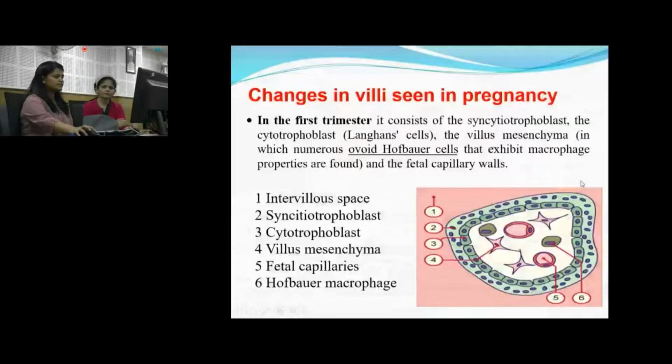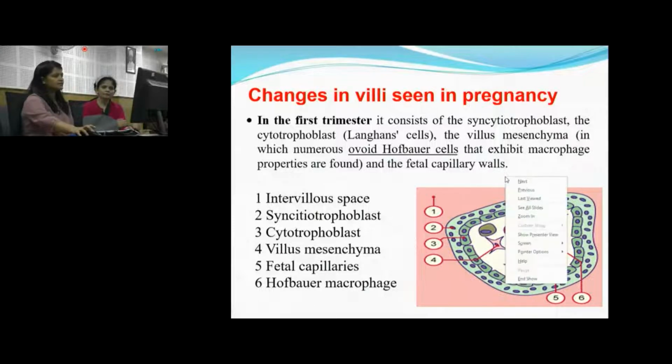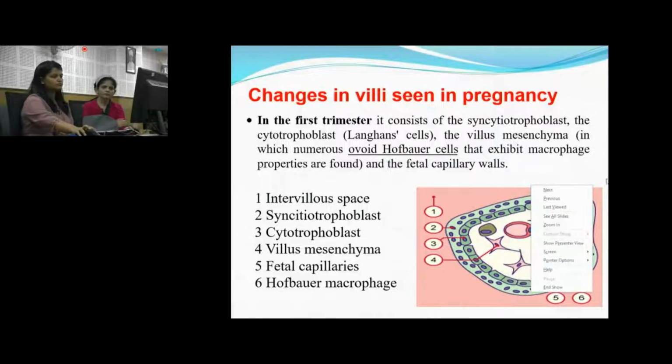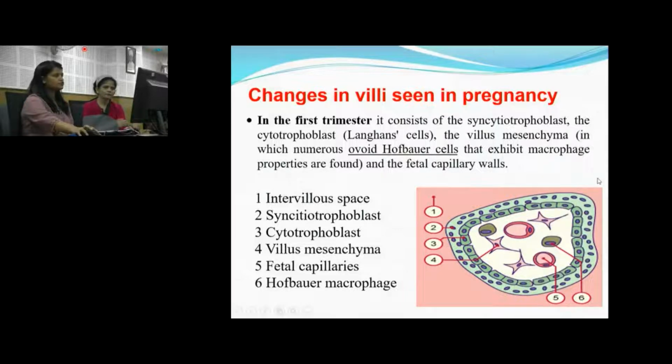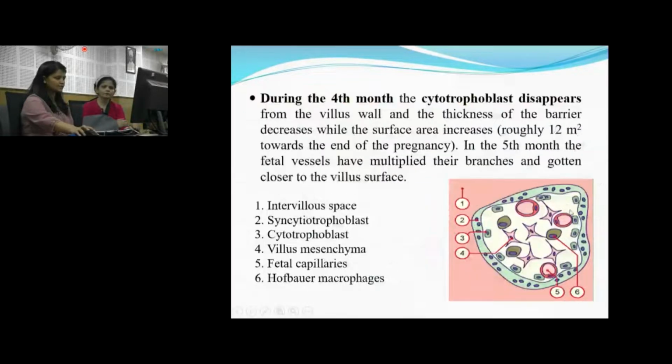This is again the same picture. In the first trimester, we can see the villi very nicely. You can see the blood vessels, the cytotrophoblasts. There is a surrounding layer of syncytiotrophoblasts. This later on, during the 4th month, the cytotrophoblast has disappeared. There are numerous new blood vessels. These cells here are the macrophages. They also go by the name of Hofbauer cells.